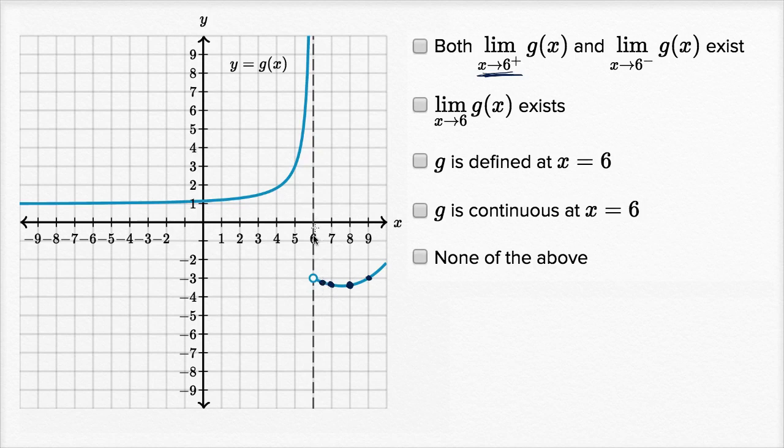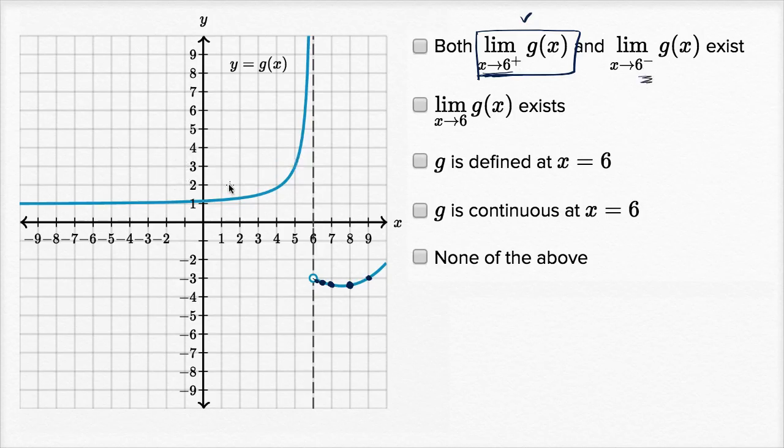G of 6.1 is even closer to -3. G of 6.01 is even closer to -3. So it looks like the limit from the right-hand side does exist. So it looks like this one exists. Now I'm just looking at it graphically, and that's all they can expect you to do in an exercise like this. Now let's think about the limit as x approaches 6 from the left-hand side.